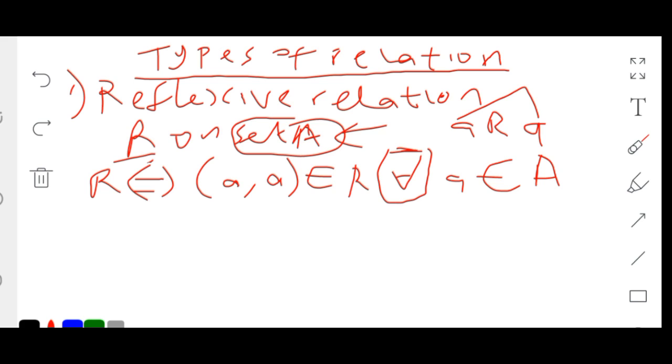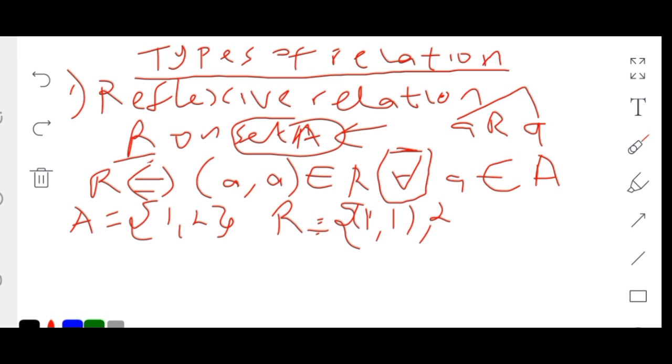That is, the first number is related to the second number. Let me quickly give an example so you can understand better. Let's say set A is equal to {1, 2}. R is the relation. So R must have (1,1), (2,2), (1,2), (2,1).